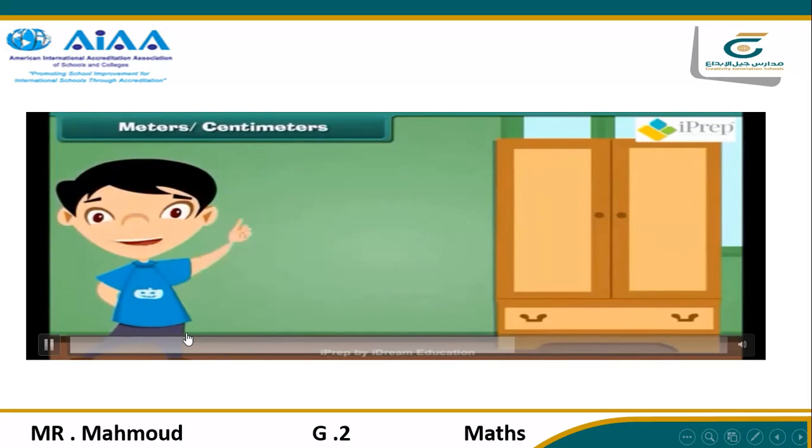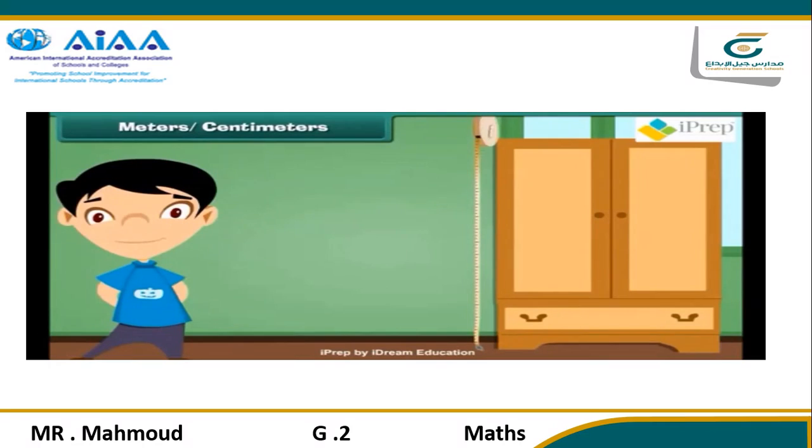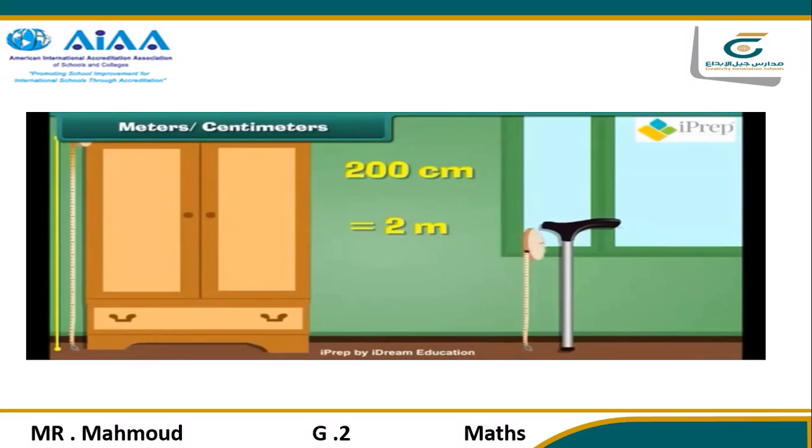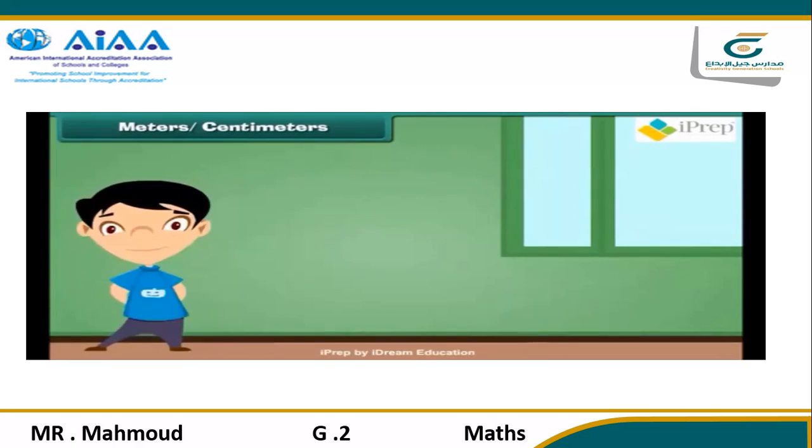We can measure the height of the almirah by using measuring tape. The height of the almirah is 200 centimeters. Therefore, we can say that the height of the almirah is 2 meters. Similarly, the length of walking stick is 100 centimeters, or we can say 1 meter. Let us compare the length of the various things.